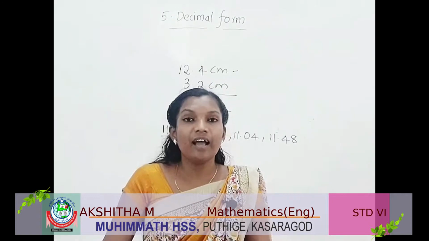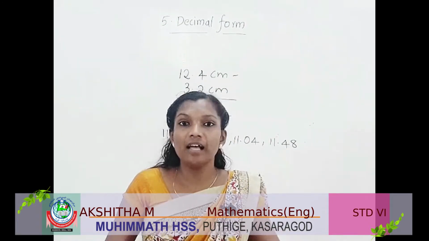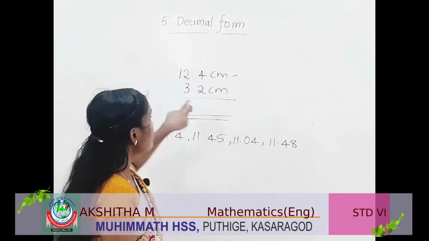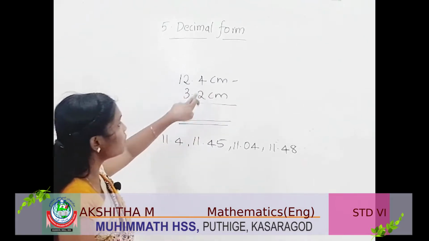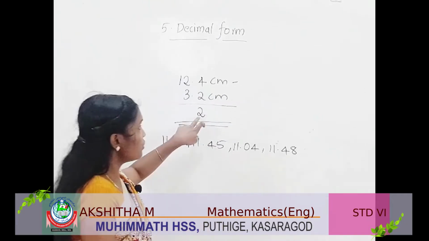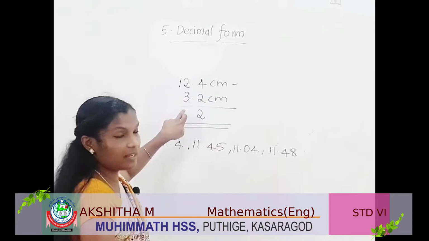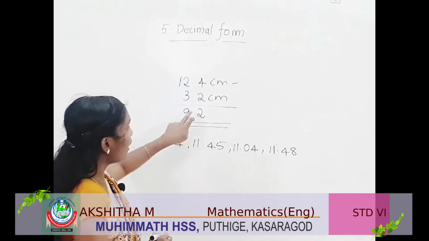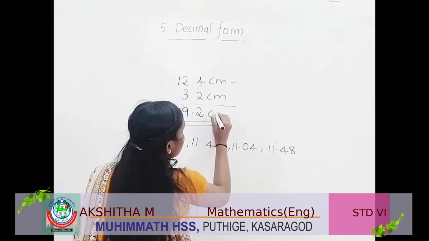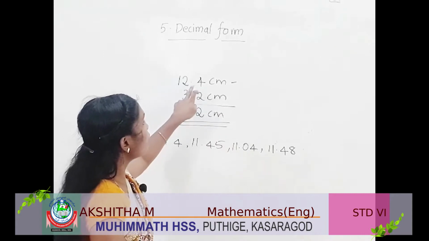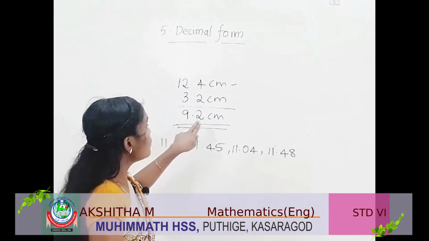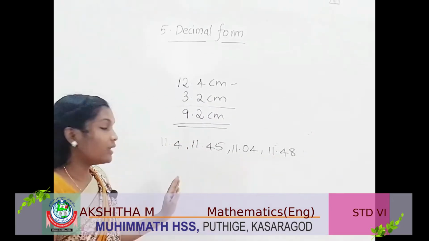Let's see how can we subtract the decimal numbers. You can see here 12.4 centimeter minus 3.2 centimeter. So first we have to subtract 4 minus 2. So 4 minus 2 is 2. 12 minus 3 is 9. We have to put the dot here. So 12.4 centimeter minus 3.2 centimeter is 9.2 centimeter.